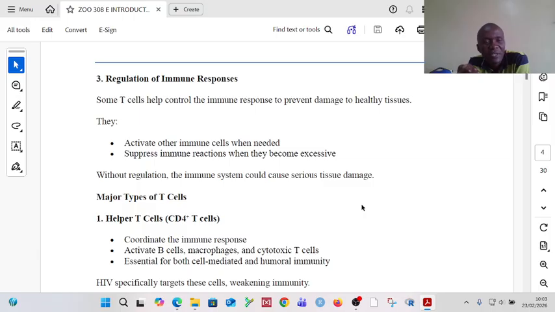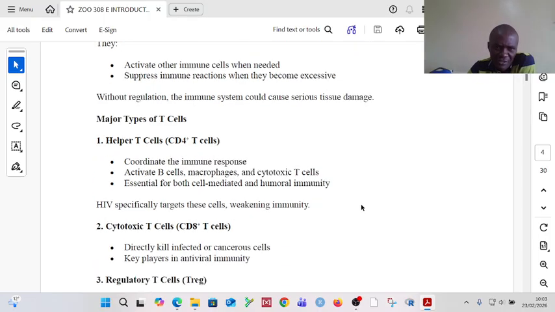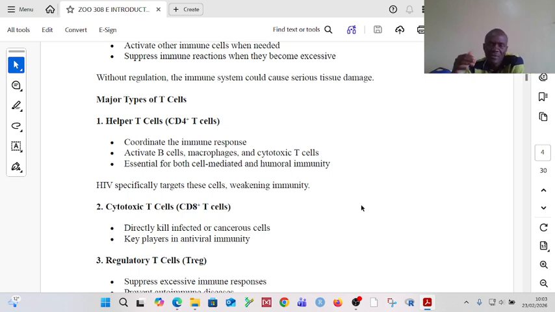Okay, so the T cells are just helping in the regulation. When it's needed to increase, it increases. When it's needed in suppression of the reaction, it suppresses. Okay. So those are the three main functions or main roles that are performed by T cells.